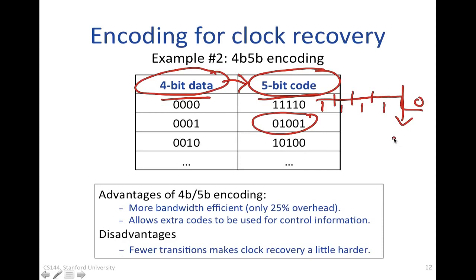Comes at an overhead. It's more bandwidth efficient than Manchester encoding, but it has a 25% overhead. But that's certainly much better than having a double overhead. I'm actually left with some extra codes, and some people will use these for some in-band control signals. So I actually end up with 16 codes that I didn't actually need because I've taken from 4 bits to 5 bits. Fewer transitions definitely make the clock recovery harder than for Manchester encoding, but this has been around long enough that people have developed clever circuits in order to be able to do this. So 4B, 5B and variants of this block coding is very commonly used today.